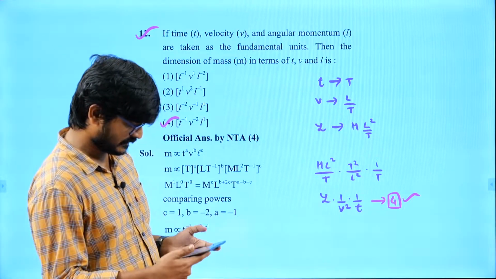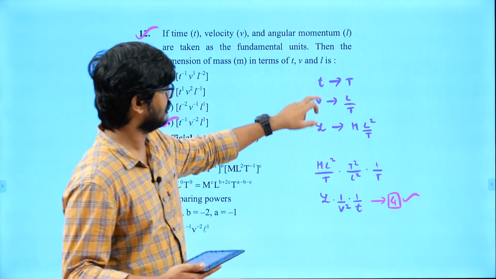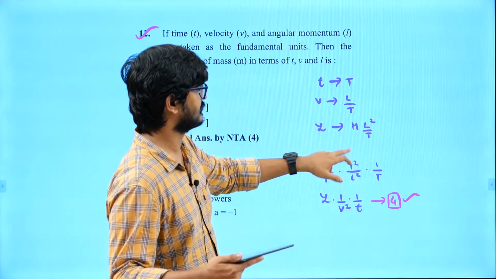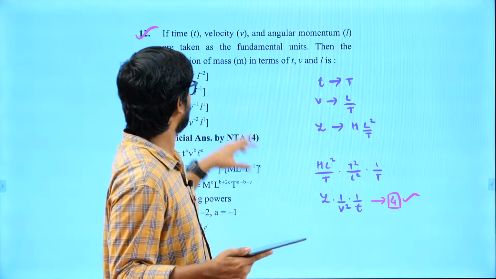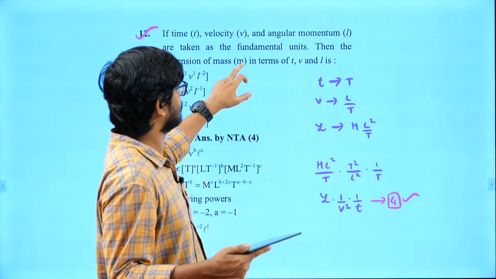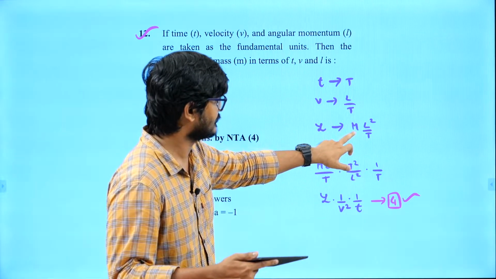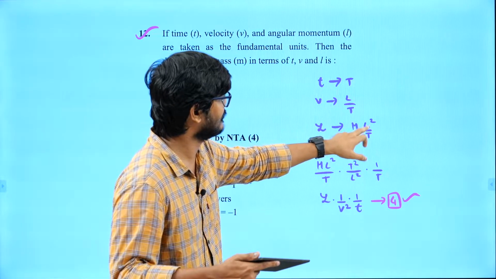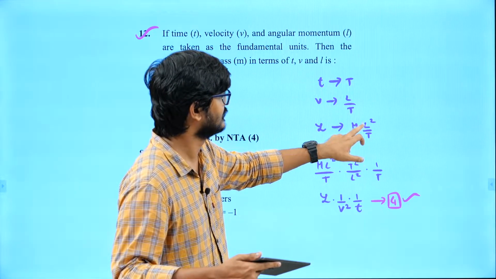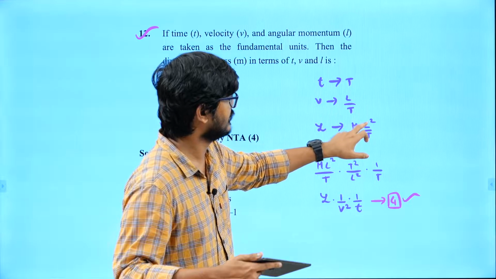Now this is a direct question. So it's time, velocity, angular momentum. These three dimensions are there. And this is the regular thing I will be following. What I need to find? I need to find dimensions of mass. Now I need to get mass dimensions. So the meaning is I have to eliminate length dimensions. How can I eliminate length dimensions? Now you can see length dimensions are only in this one and in this one.